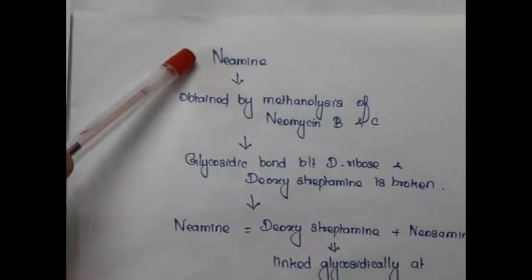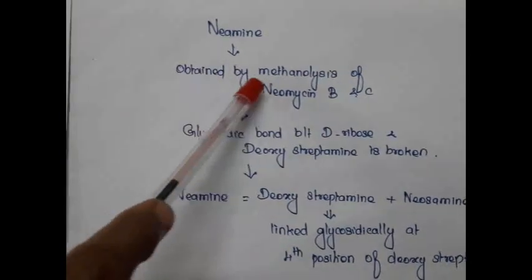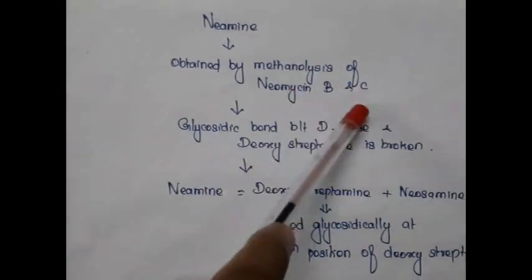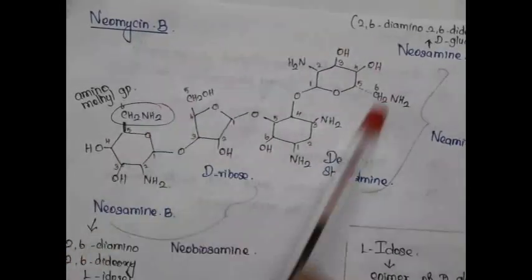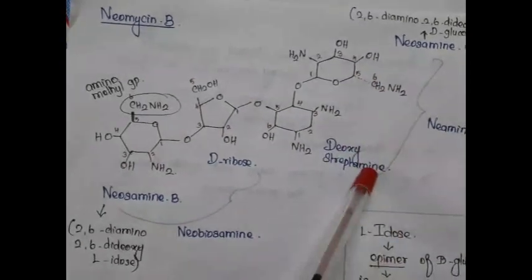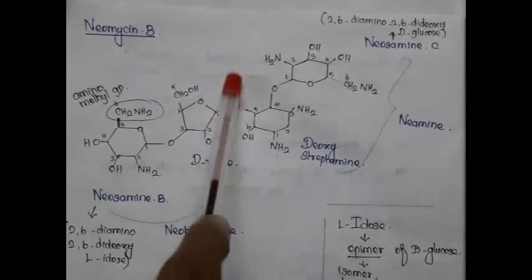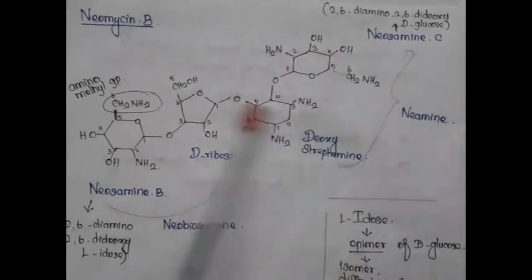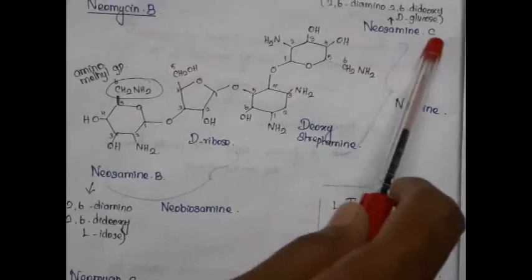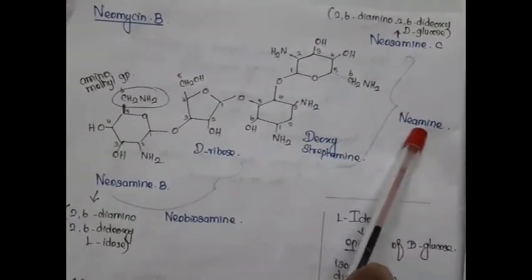Now neamine, already we have seen it is otherwise called neomycin A. How do we get neomycin A? Obtained by methanolysis of neomycin B and C. So here we have neomycin B, which we know has 4 rings: neosamine C, deoxystreptamine, D-ribose and neosamine B. It undergoes methanolysis, lysis by means of methanol. On that, what happens? There may be a cleavage here. On cleavage we get 2 products, one is this whole thing, another is this one. So we get neosamine C plus deoxystreptamine, and D-ribose plus neosamine B. The combination of the first two can be called neamine or neomycin A.